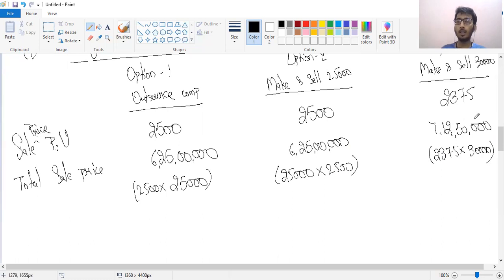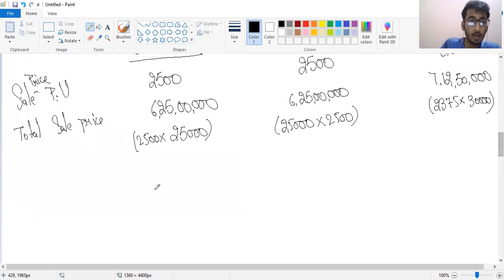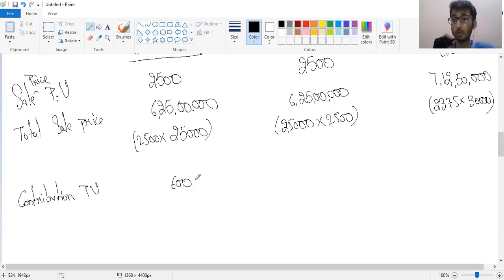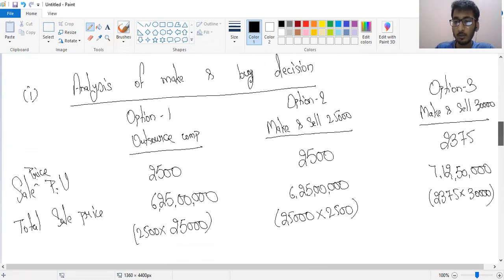So I can definitely say one thing, that if I make and sell 30,000, my revenue would be increased. Revenue means sale. Don't compare revenue with contribution or profit. Now contribution per unit. In this case, it is given, it is 600. Contribution per unit is 600. In this case, we have computed it is 482.